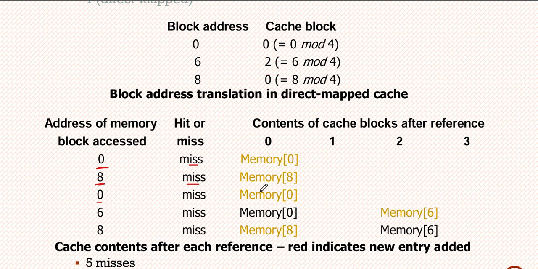8 was the one which is there. So we'll miss again, right? Yeah. The next one is we try to access a 6. 6 maps onto what? 2. So 6 will go here. Now 6 was not already there in the previous one. So it's also a miss still.